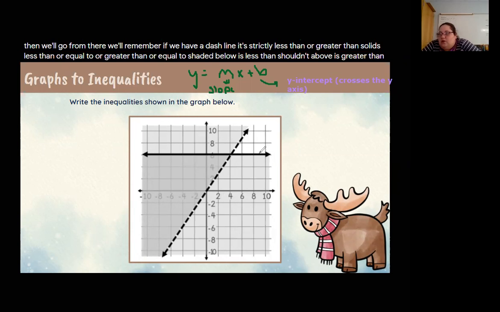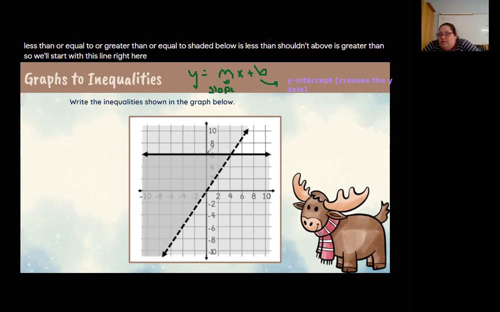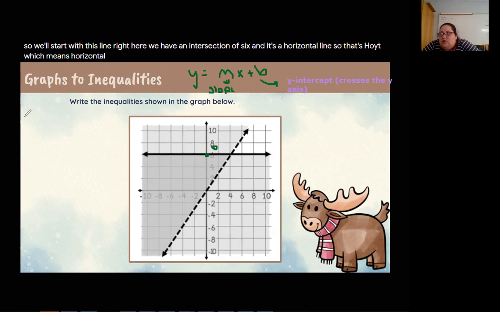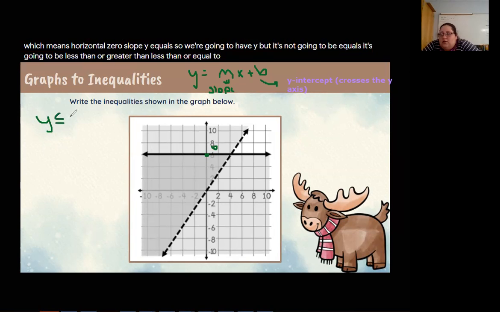So we'll start with this line right here. We have an intercept of 6, and it's a horizontal line. So that's HOY, which means horizontal, 0 slope, y equals. So we're going to have y, but it's not going to be equals. It's going to be less than or equal to 6. We have the equal to because it's solid, less than because it's shaded below.